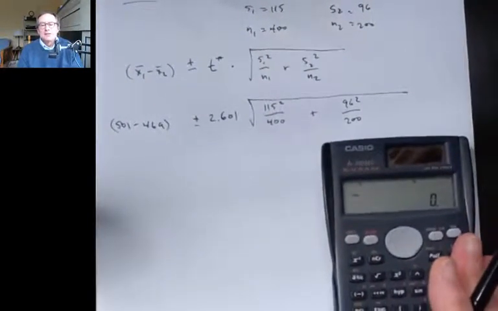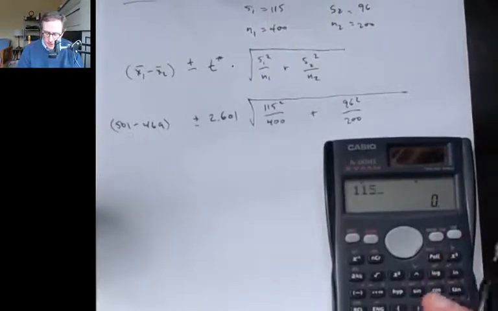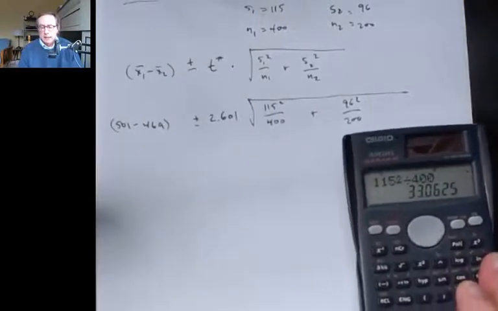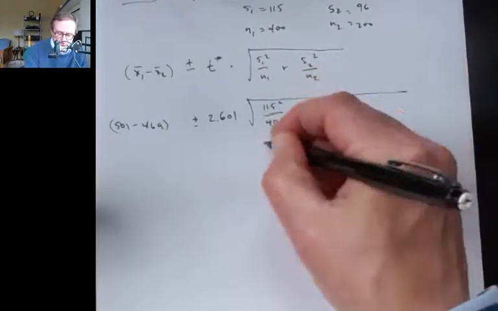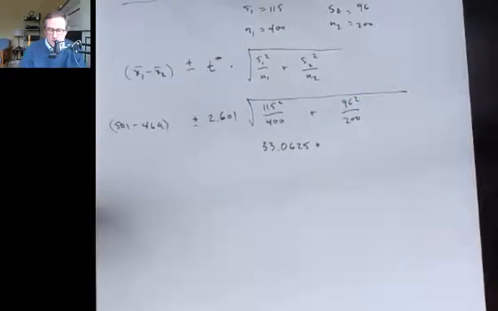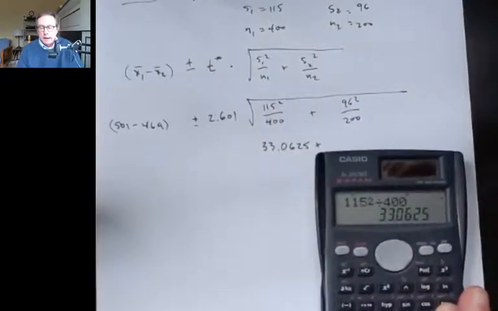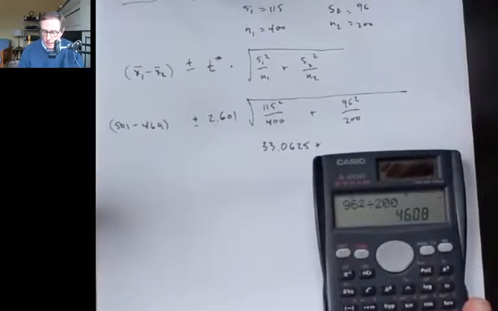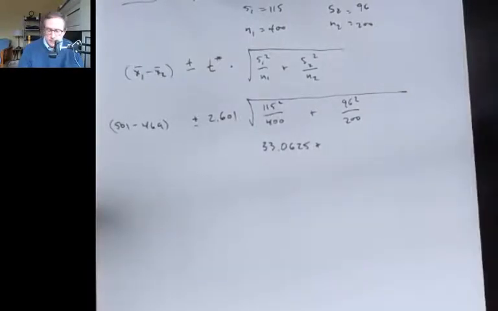So 115 squared over 400. My calculator seems to think that's 33.0625. It doesn't have all that many decimal places. I'll write them all down. 33.0625. And then 96 squared divided by 200 is 46.08.